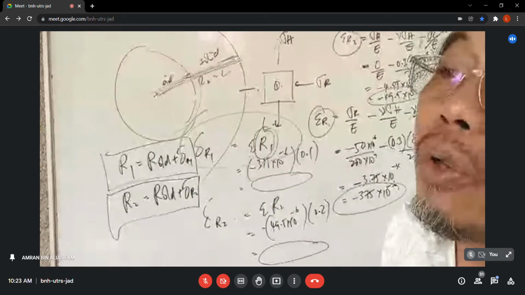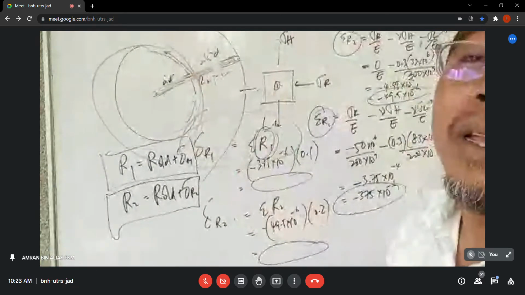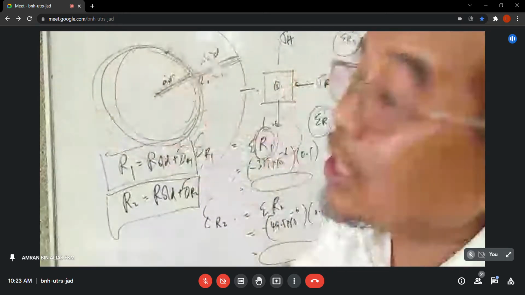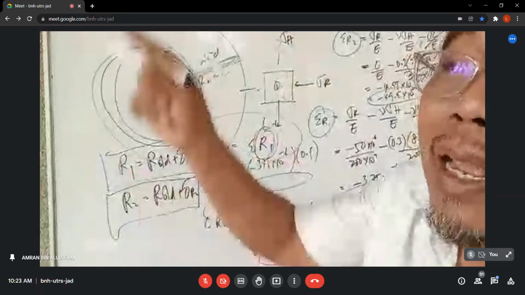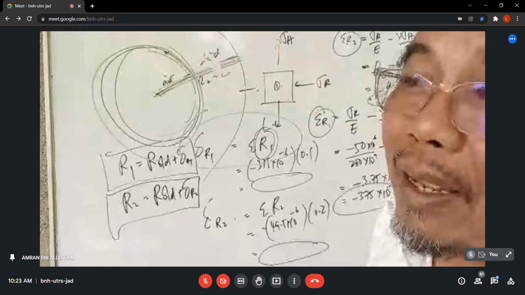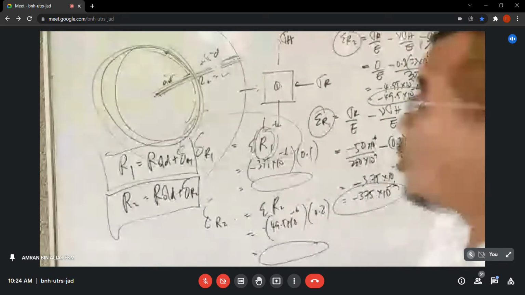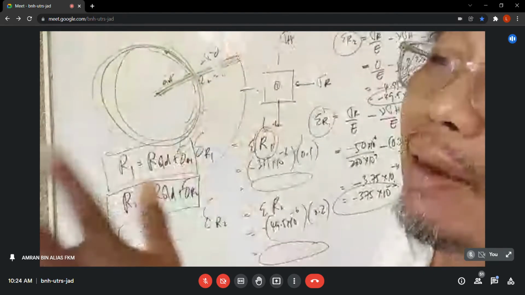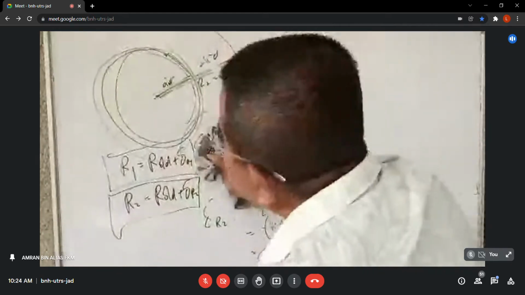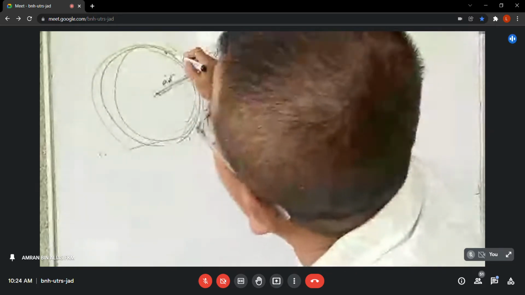So what do we use? We use the direction of hoop. We don't use the direction of R. In the direction of hoop, here is the circumferential length, 2 pi R, pi D. Are you with me? Yes. So we don't use the R direction. We use the H, circumferential direction.